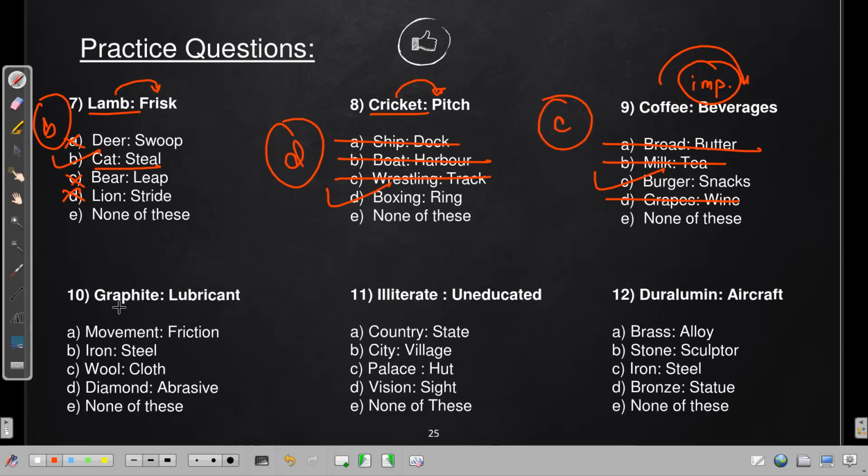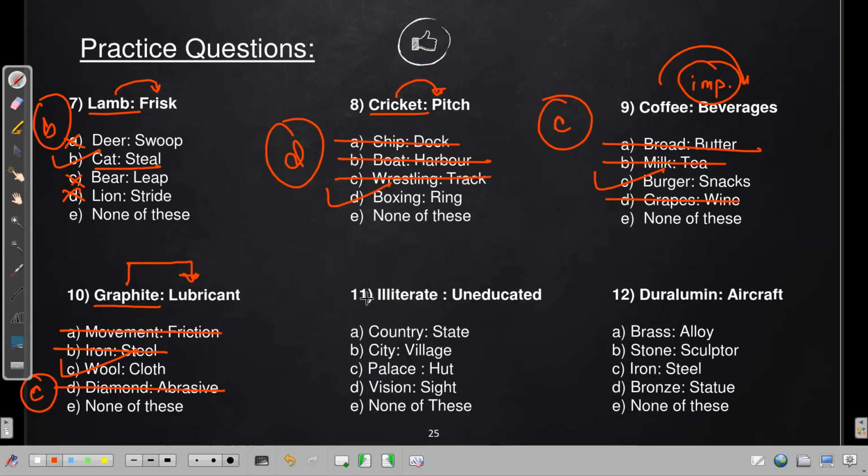Okay, object and their designated usage. So graphite scientifically used as lubricant. Movement, friction. Iron designatedly used to make steel? No. Wool, the primary purpose, or let's say graphite, the most common usage is the lubricant, and wool most common usage is the cloth. So diamond are abrasive, but diamond, the most common usage is beauty and jewelry and so on and so forth. So I think abrasivity is not something that will apply.